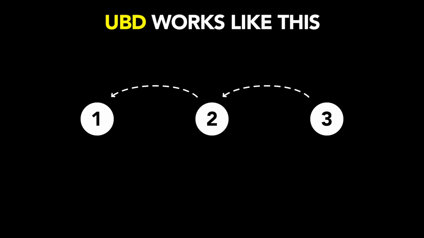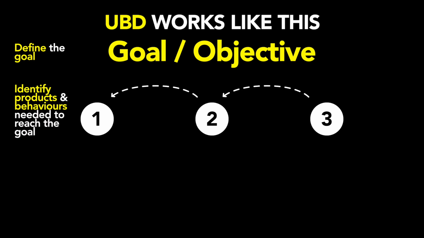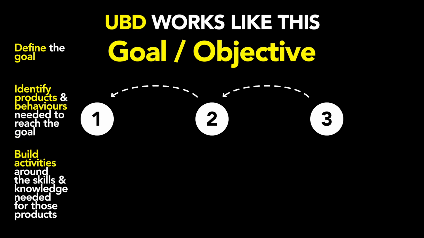It works by first defining the goal learners need to reach, identifying what products or behaviours they need to develop for reaching that goal, and then breaking down the skills and knowledge needed to develop those products and behaviours step by step through a sequence of activities.